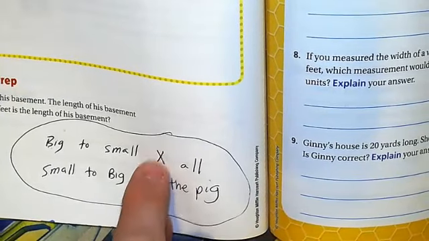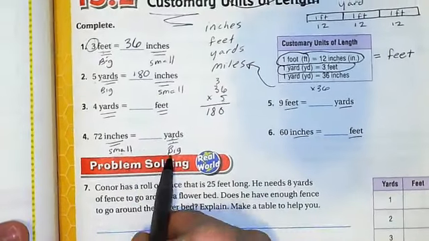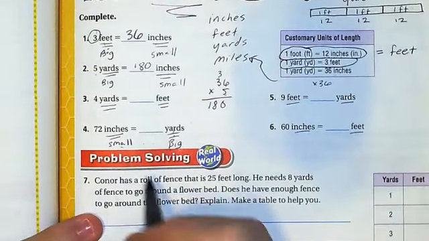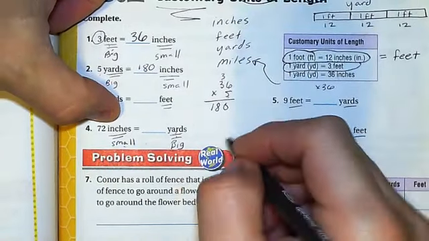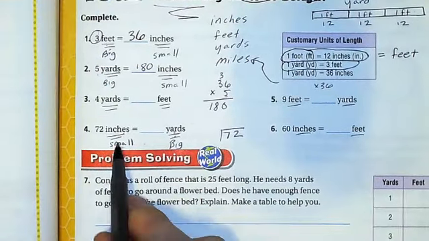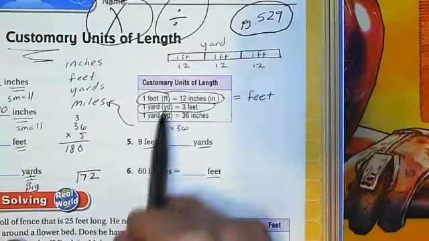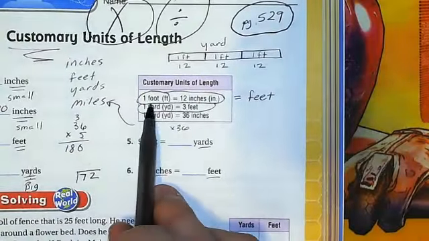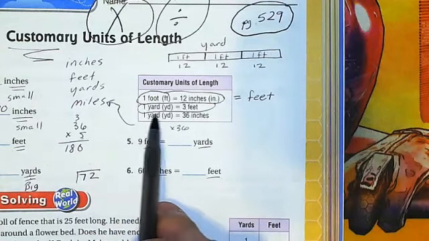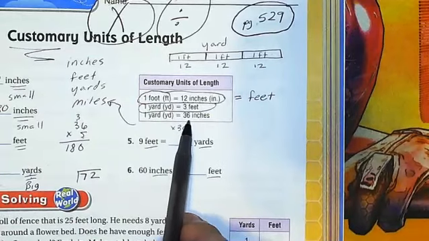Okay, so this time I'm going small to big, divide the pig. And all that does is it's a saying, it tells you when to multiply or divide. So small to big, divide the pig. So this time I've actually got 72 as my number, and I need to find the relationship between inches and yards. Okay, so I'll come back over here. Inches to yards, inches to yards. Here's inches to feet. Here's inches to yards right here.